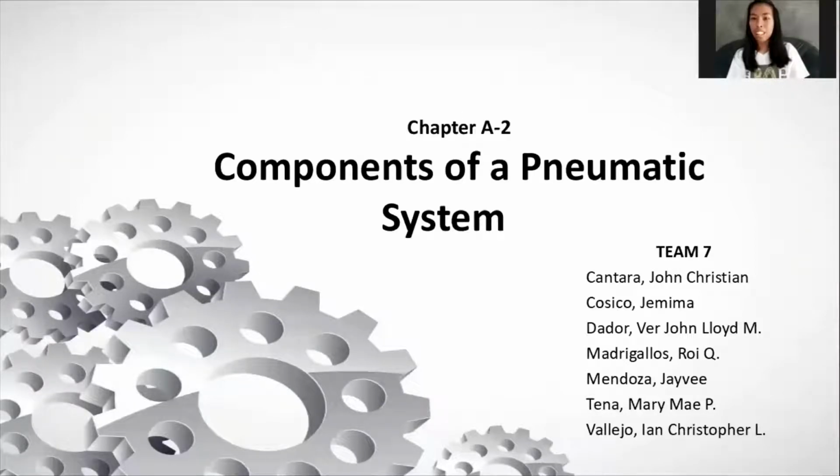Hi guys, kami ang Team 7 at kasama ko dito si Cantara, Dador, Madrigalios, Mendoza, Tena at Vallejo at i-discuss namin ang components of a pneumatic system.